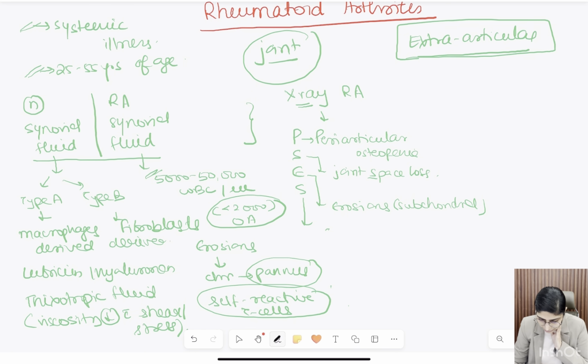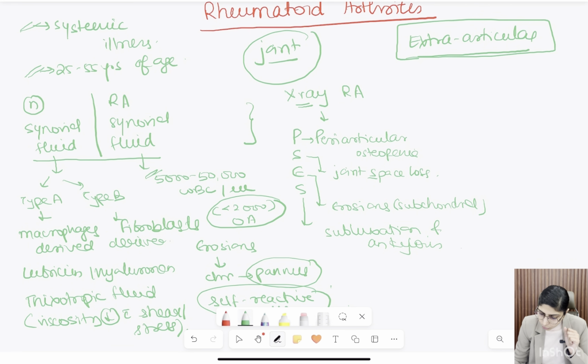Okay, so please remember this. And then there is subluxation and ankylosis. Now, if we talk about ankylosing spondylitis, there also something happens to the joint space, but there is a pseudo widening of the joint space. But in rheumatoid arthritis, there is a loss of the joint space. So try to remember that.